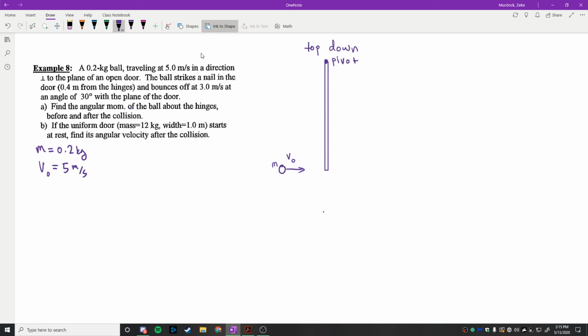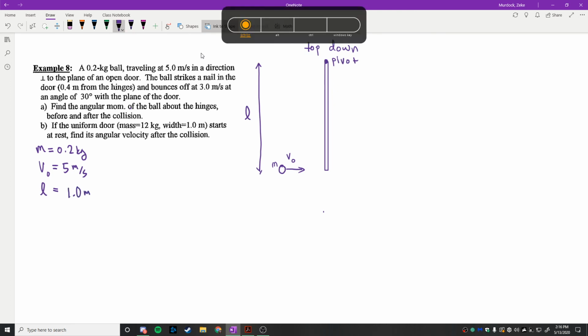The ball strikes a nail in the door, 0.4 meters from the hinges, and bounces off at 3 meters per second at an angle of 30 degrees. Now we have to look ahead here for a second, because the door has a mass of 12 kilograms and a width, and the width is going to be up and down here of 1 meter. So actually I'm going to have to move where my ball is there, but that's easy to do with this application. So this length right here, we'll call it L. It's called width. We're just going to use L for it. I don't like the W symbol because it looks like omega. The length is 1 meter.